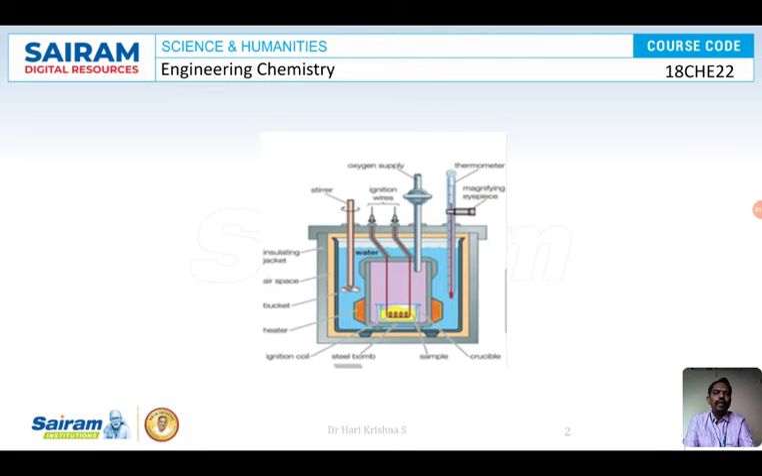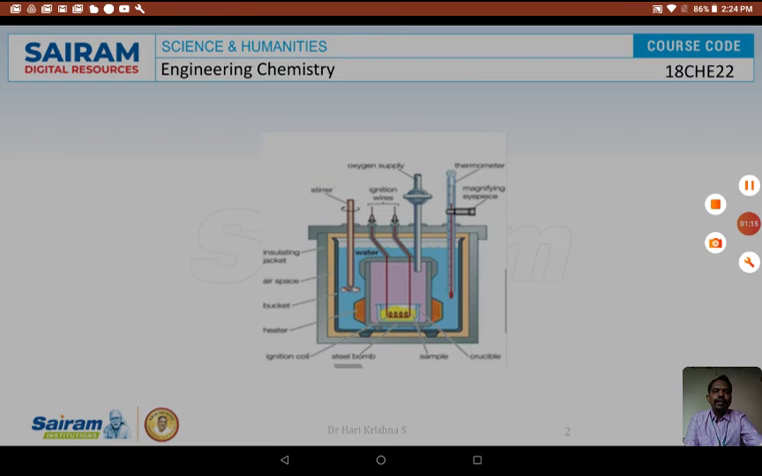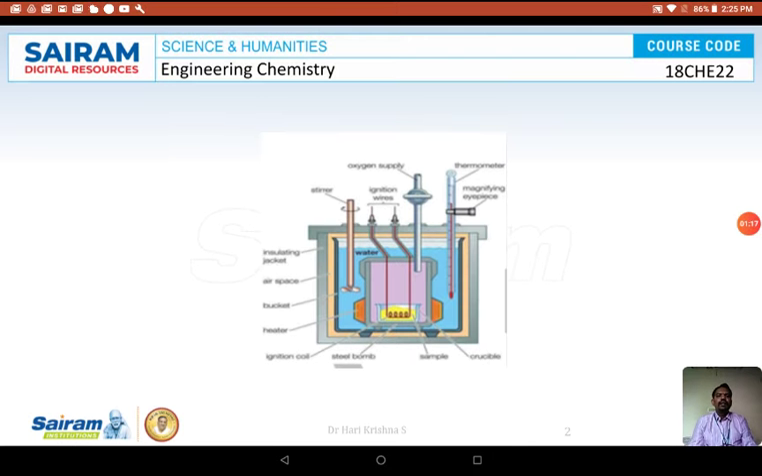We already know what is calorific value. Calorific value is the amount of heat liberated when a unit mass of fuel is completely burnt in excess air or oxygen. So let us discuss the construction and working of bomb calorimeter.